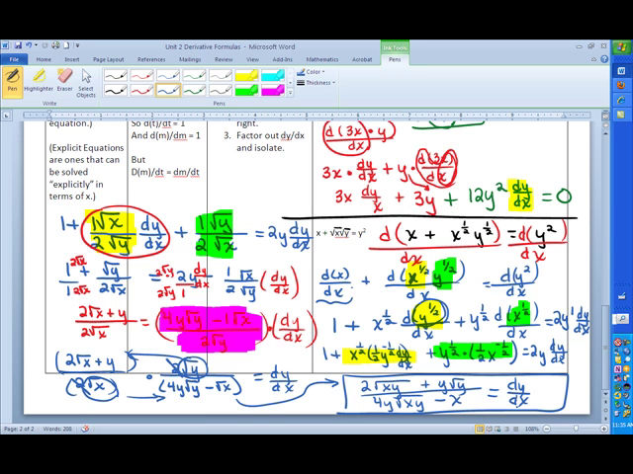So work hard on these. If you can do these, you can do any derivatives there are. So good luck. Let me know if you need help.